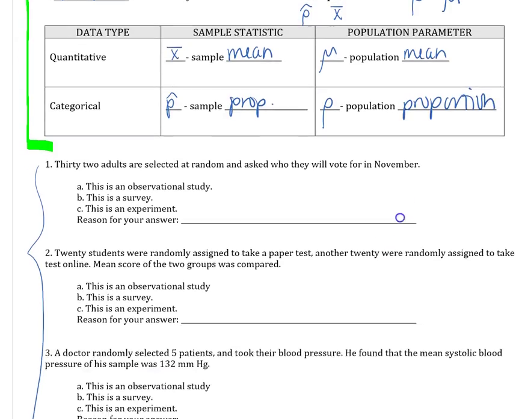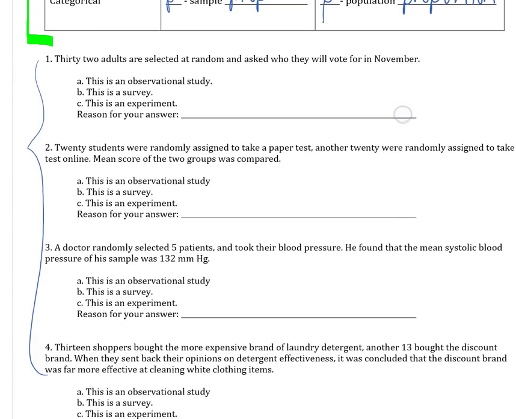Okay. Quickly looking through, if we have 32 adults selected at random and they asked who they were to vote for in November, the fact that I'm asking them and selecting them at random tells me it's a survey. I'm asking and getting answers.